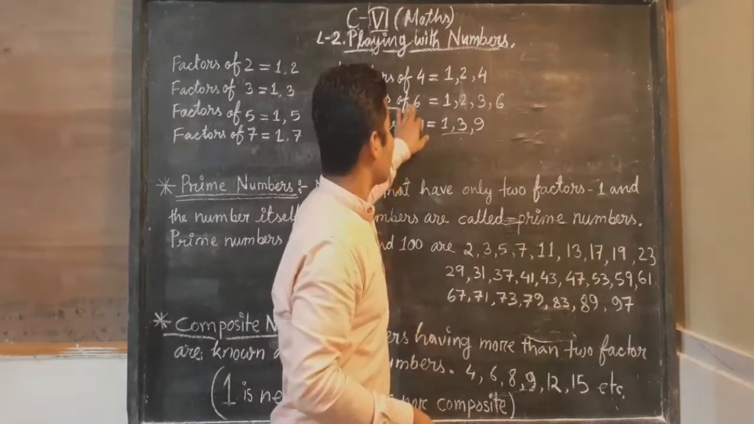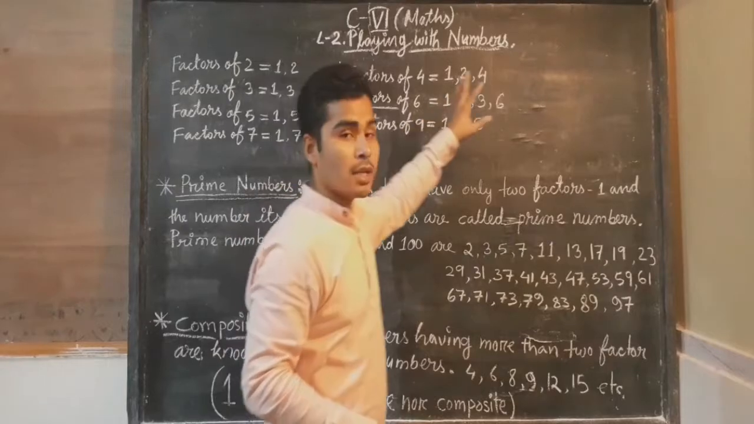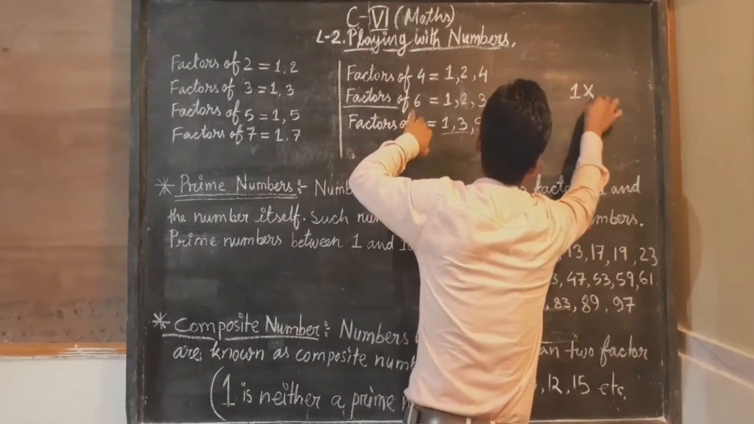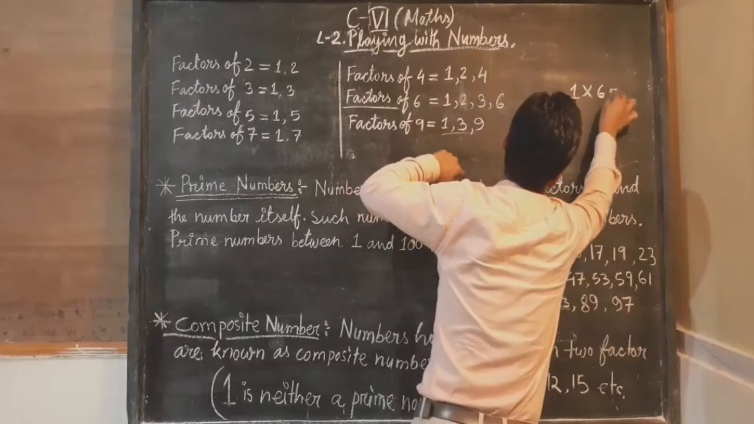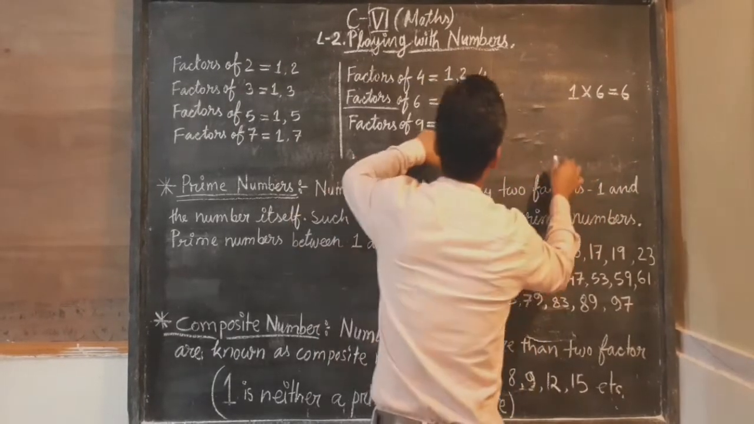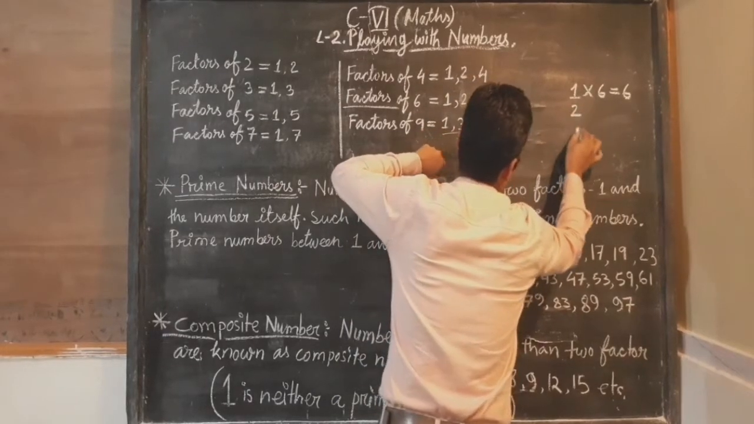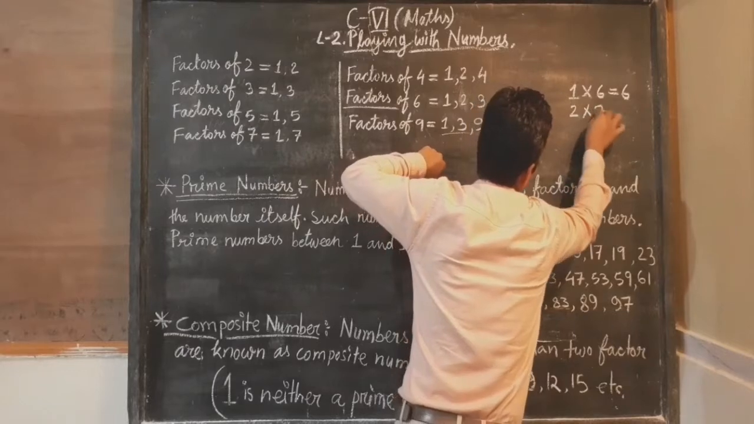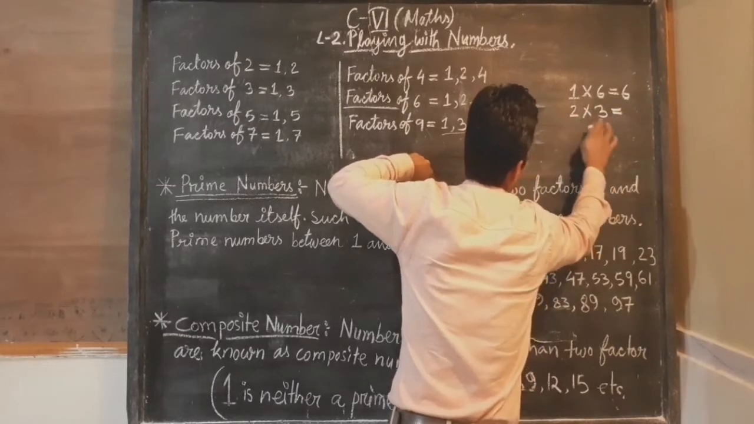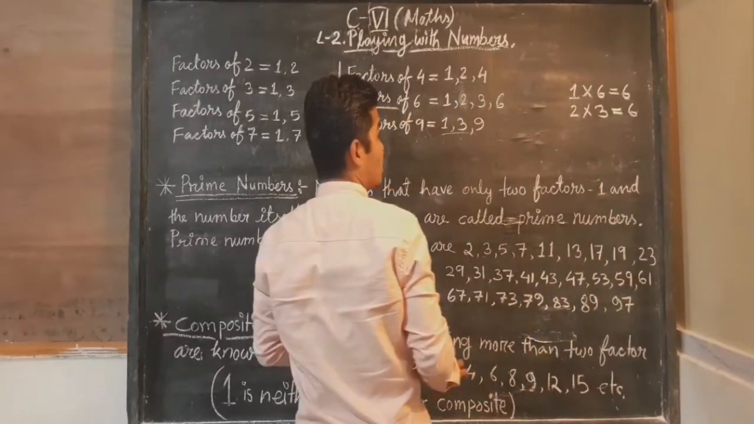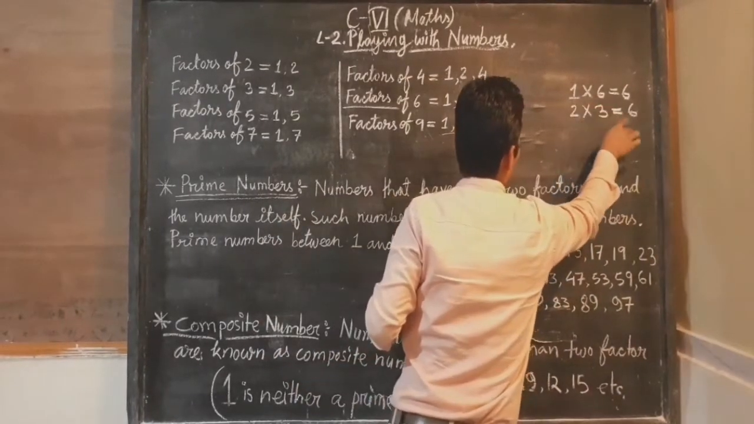Now I will find the factors of 6 by using the same method. I have already told you that every number comes in one table. So 1 times 6 is 6. So 1 and 6 both are factors of 6. In the next table, the multiplication table of 2, you will get 6 in 3 times. 2 threes are 6. So 2 and 3 are also factors of 6.